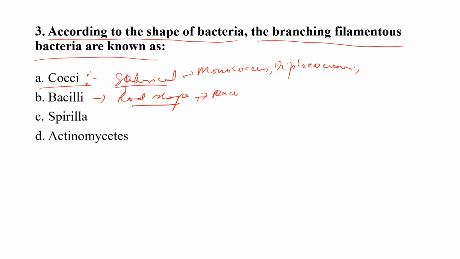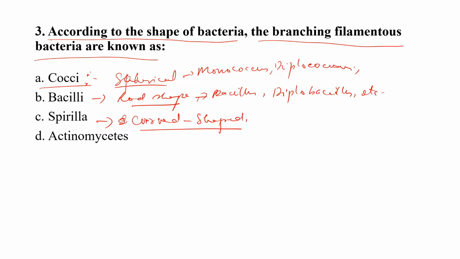They are also divided into bacillus, diplobacillus, etc. And then spirilla are curve-shaped bacteria, and they can even turn their shape like a corkscrew. And then actinomycetes are the type of bacteria whose shapes are branching filamentous. So the correct option here is option D, which is actinomycetes.